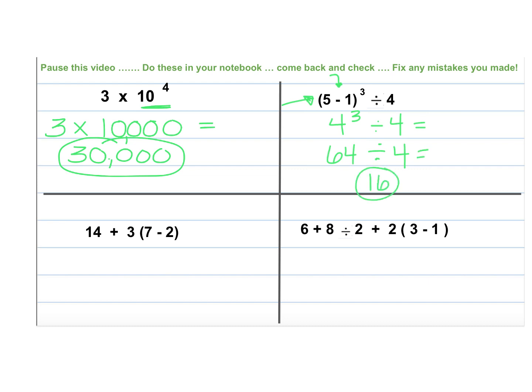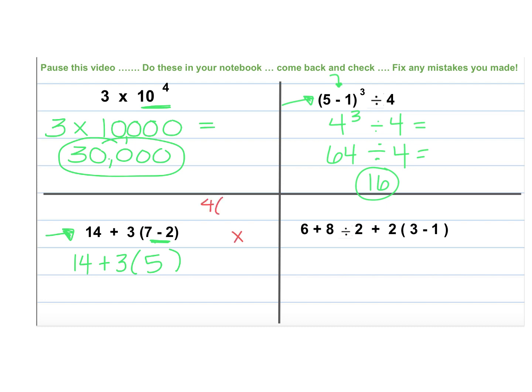14 plus 3 times 7 minus 2. So this one, so make sure if you made any mistakes, go back and correct them. So I do my parentheses first, which is 7 minus 2. So I'm going to rewrite this all exactly how it is, and I'm just going to keep my parentheses right here. 7 minus 2 is 5.